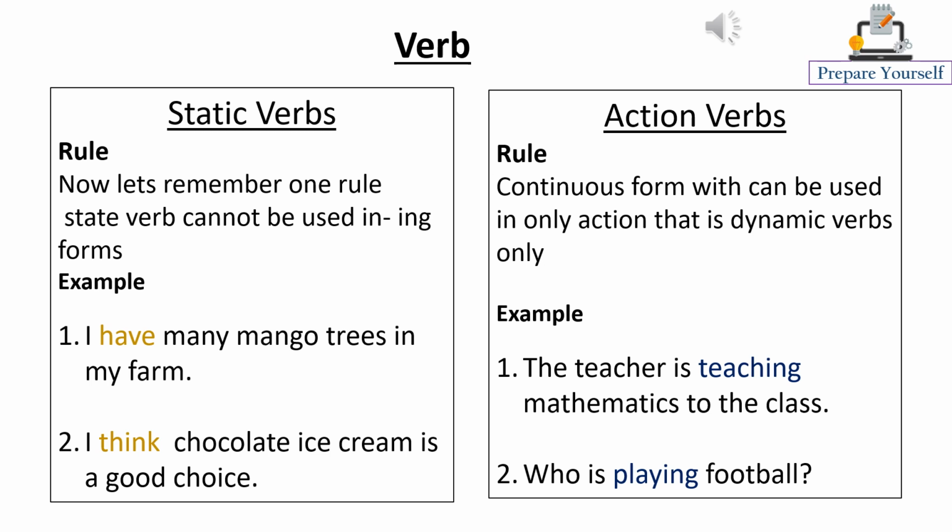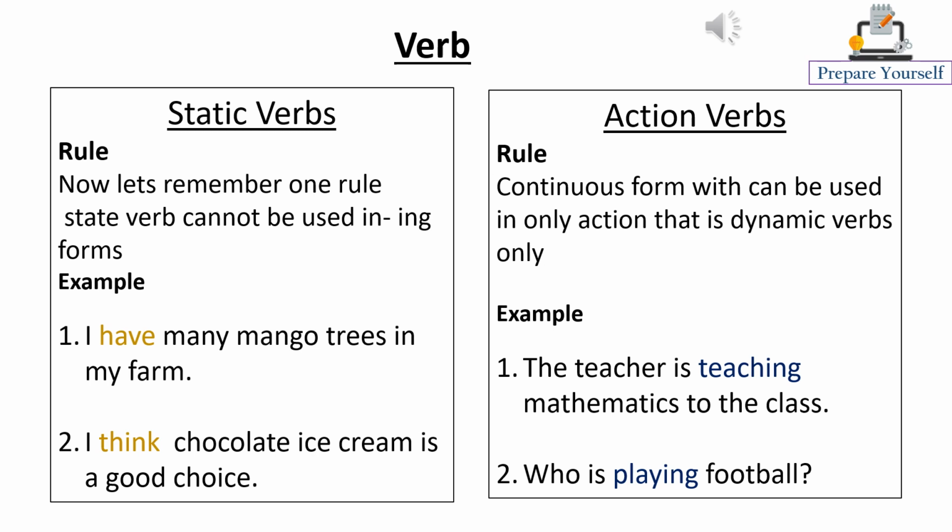I have many mango trees in my farm. Here, have shows the ownership and the possession. It does not show any physical activity taking place. Next is, I think chocolate ice cream is a good choice. Here, no physical activity has been done. It has just been thought of.